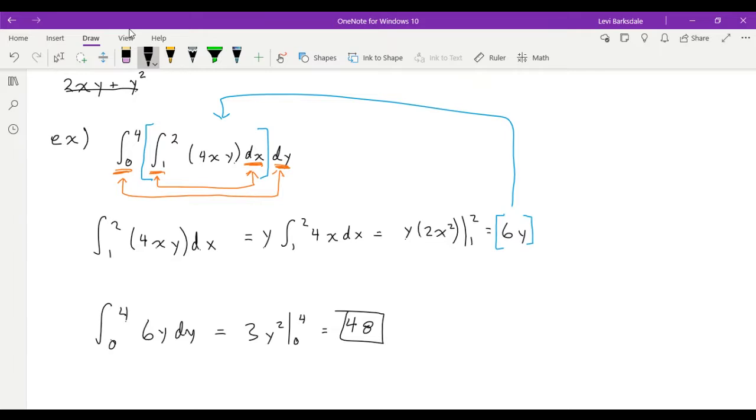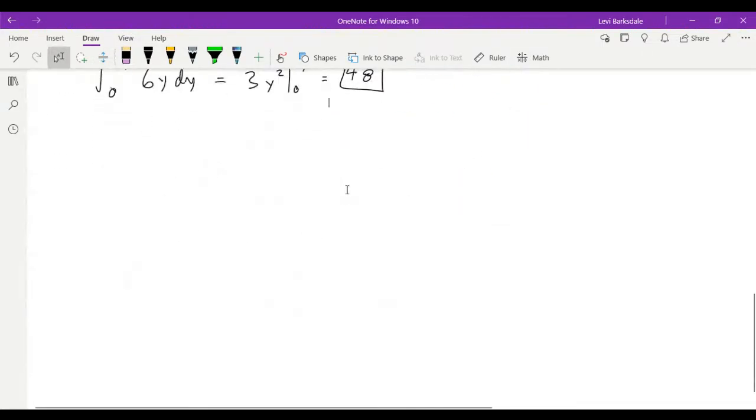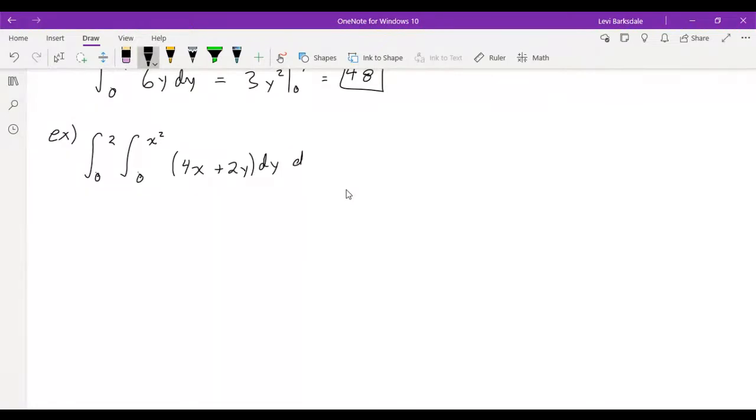Okay, let's go ahead and do another example. This one, though, is going to be a bit different. Let's say we had the integral from 0 to 2, and then the integral from 0 to x squared of this function 4x plus 2y dy dx.